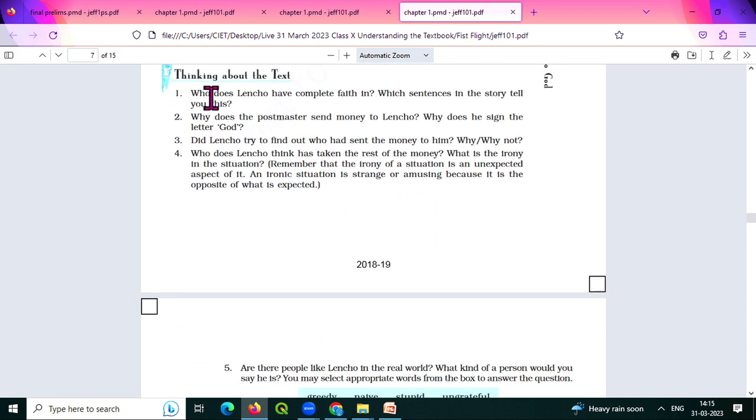Then comes thinking about the text. So this is overall comprehension of the text. So you have read it, and while reading you checked your own comprehension. Now this is about thinking about the text. So we have titled it thinking about the text. You have read it, understood to some extent. Then you think about the text, what is there in the text. Right. So that's thinking about the text.